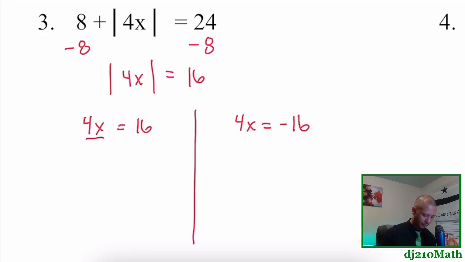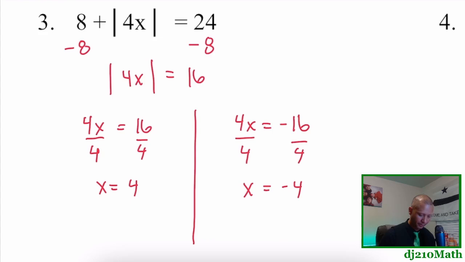Okay, solving for x on the left. X is equal, 16 divided by 4 is 4. On the right, divide both sides by 4. Negative 16 divided by 4 is negative 4. So in this case, x is either 4 or negative 4.